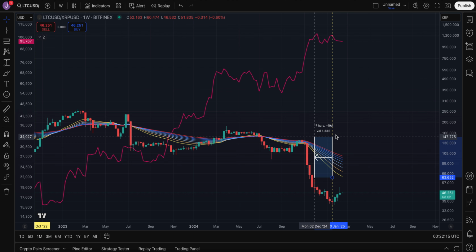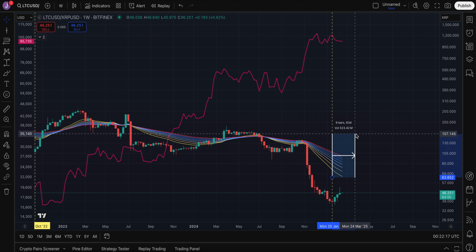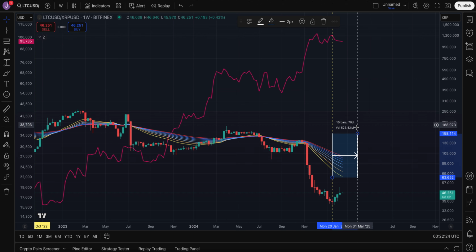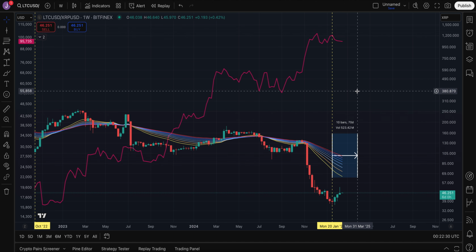We have 10 weeks. Then we can expect that the price or the XRP movement ends in this period of time. So this will actually be the time we have to expect the Litecoin versus XRP to go back to at least 120 XRPs per Litecoin.